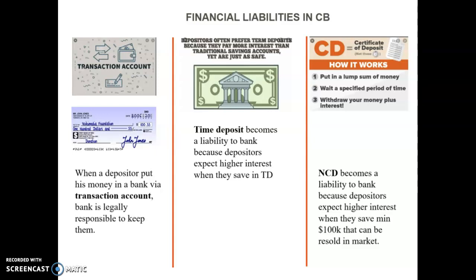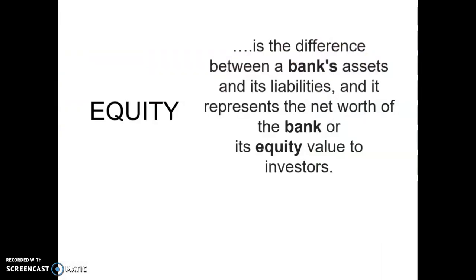For example, retail savings are your passbook savings account and retail time deposits. Similar to transaction accounts, they become a liability to the bank because depositors expect a high interest rate when they save in time deposits. Third is negotiable CDs. They are fixed maturity interest-bearing deposits with a face value of $100,000 or more. It can be resold in the secondary market. How does it become a liability to the bank? It is because depositors expect even higher interest from their savings.